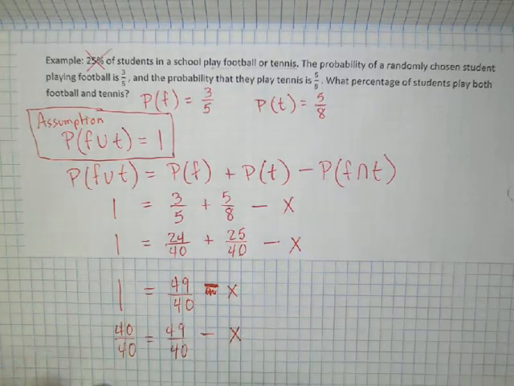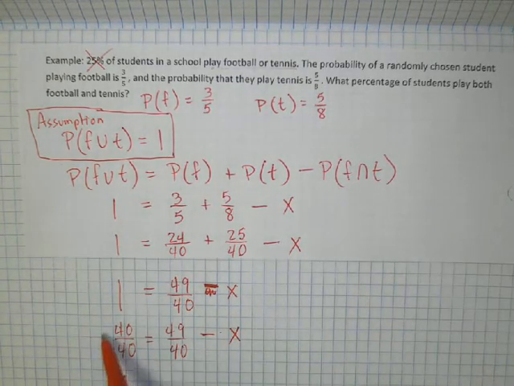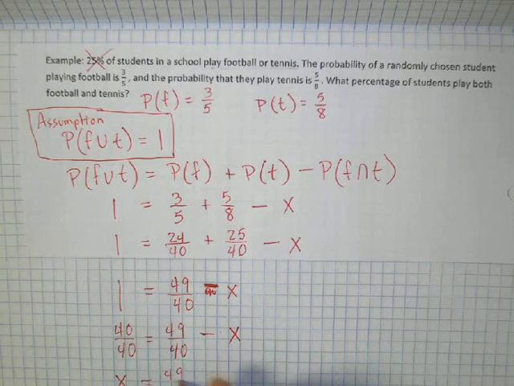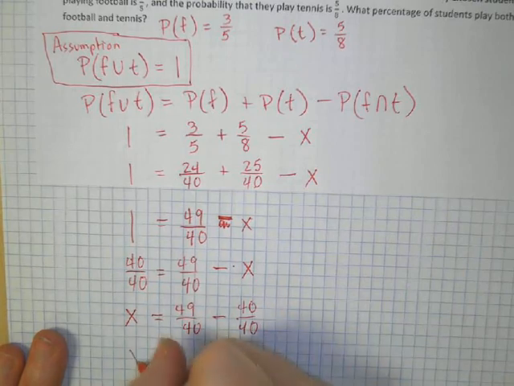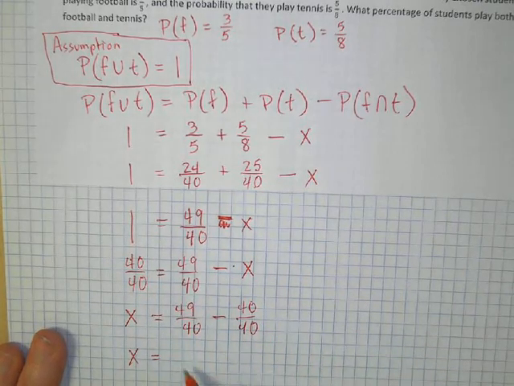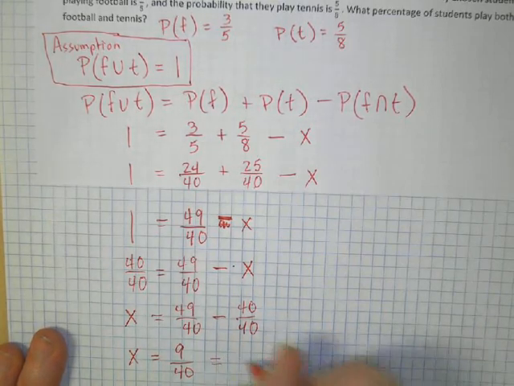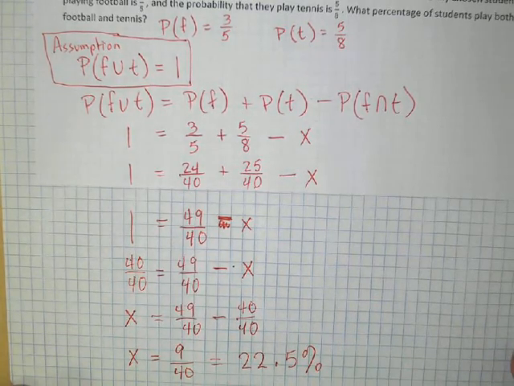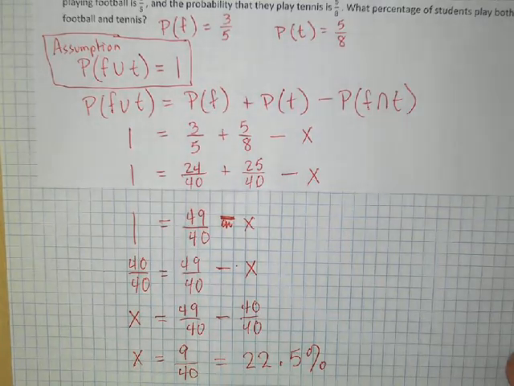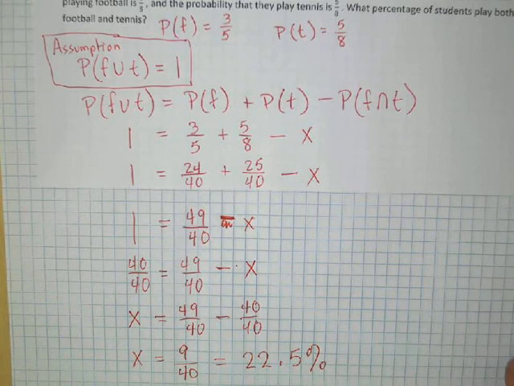All right, I'm going to add x to this side so it becomes positive, and I'm going to subtract my 40 over 40. So I have 49 over 40 minus 40 over 40, and I'm left with the probability that they play both would be 9 out of 40, and I change that to a percent. That equals 22.5%. So there's a 22.5% chance that a randomly selected student who plays one of these sports actually plays both of them. So 22.5% of those students who play tennis or football actually play both.